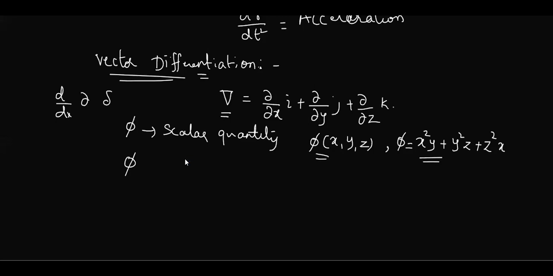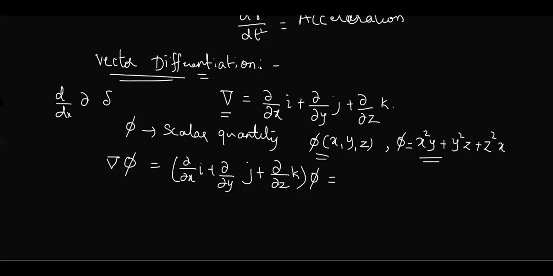Then I will operate del on this. Just think, if del is this part and I'm applying it on phi, I have to take this phi inside the bracket. So this is dou by dou x i, dou by dou y j, and dou by dou z k, operating on phi. I have to simplify this expression by taking phi inside. Now, do I take phi for only one term, or for all the terms? For all the terms. Very good.